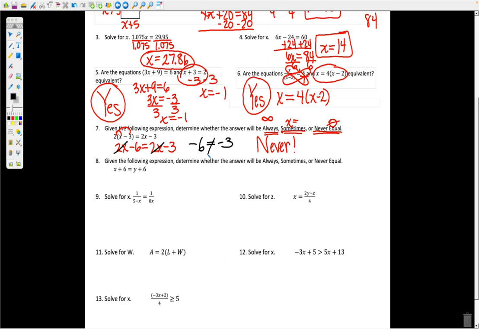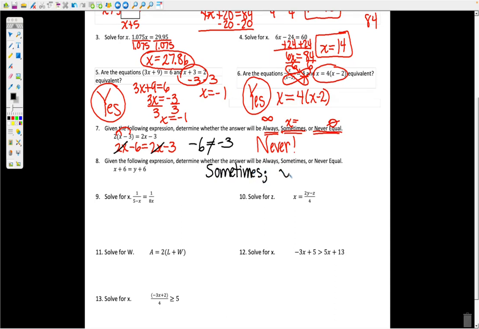Okay, it's never. Yeah, because it's X equals Y. Or could it be sometimes, because X and Y could equal the same thing. Yes, this one is sometimes, and it will only work. And I'm going to put what she said.